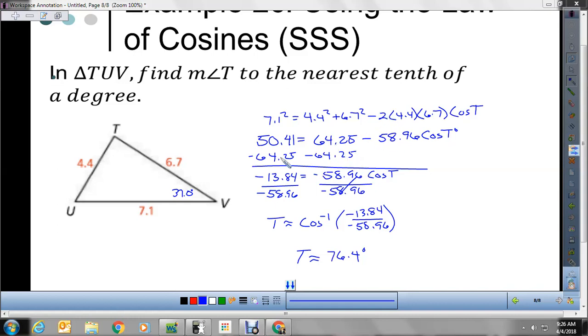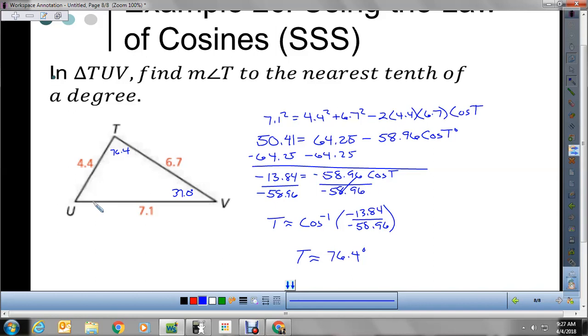So it becomes a minus because we're subtracting. Now we're going to bring the 64.25 to the other side by subtracting it, which leaves us with a negative 13.84, set equal to a negative 58.96 cosine T. Divide by negative 58.96, and then we're going to do the inverse cosine of that to get our solution of 76.4 degrees. So this angle T is going to be 76.4.